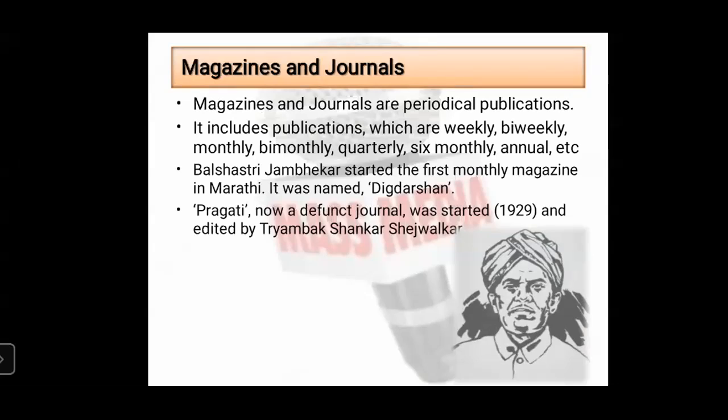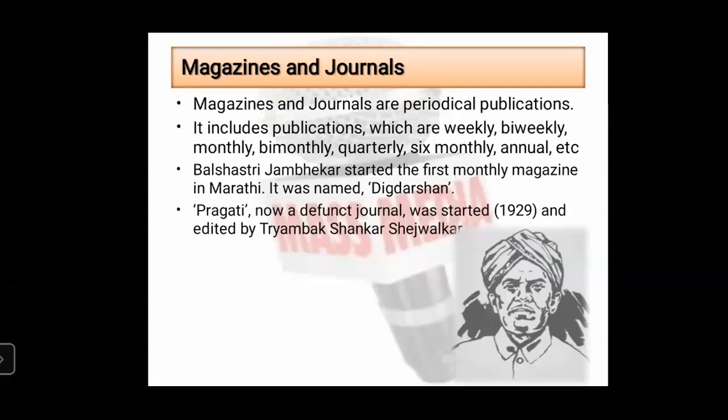So magazines and journals are periodical publications. This category includes publications which are weekly, bi-weekly, monthly, bi-monthly, quarterly, six-monthly, annual, etc. We did this part yesterday. Weekly, that is once in a week; bi-weekly, twice in a week; monthly, once in a month; bi-monthly, one magazine in two months. Then quarterly, that is three magazines in a year; six-monthly, that is two magazines in a year; and annual means one magazine in a year. So it is all about that.